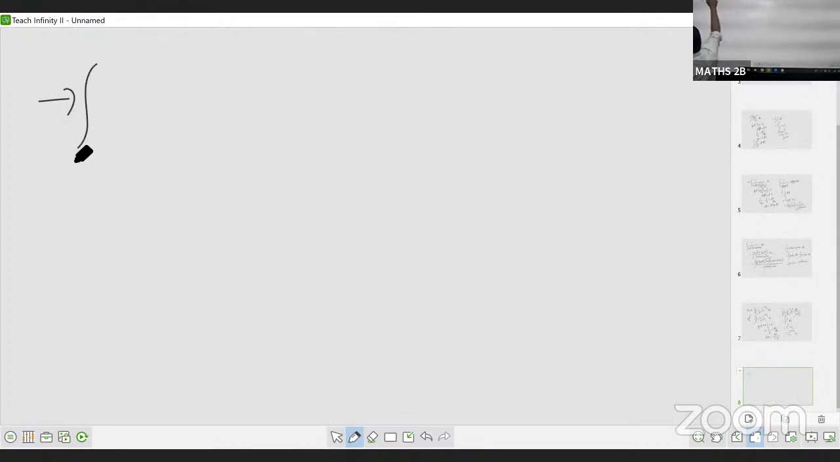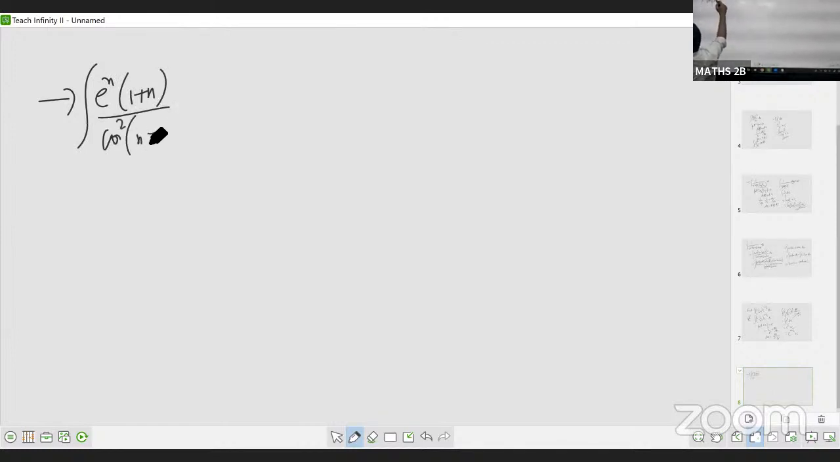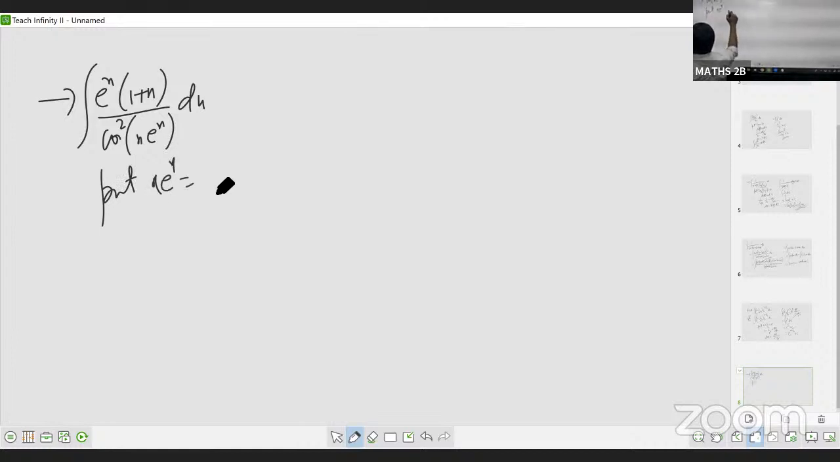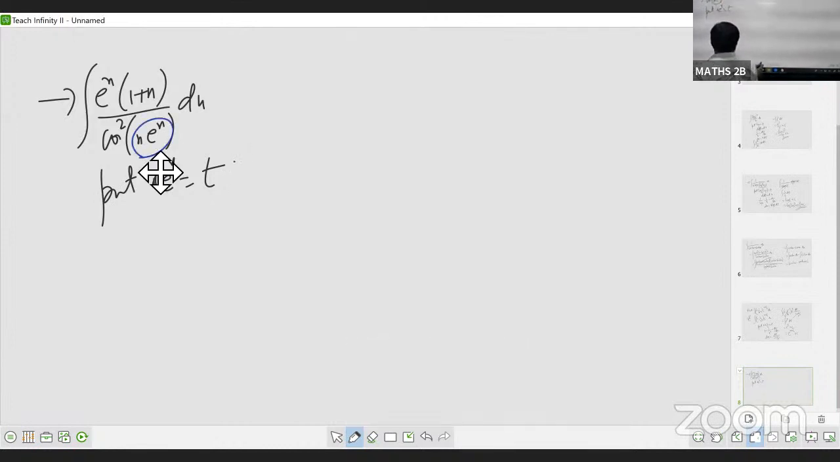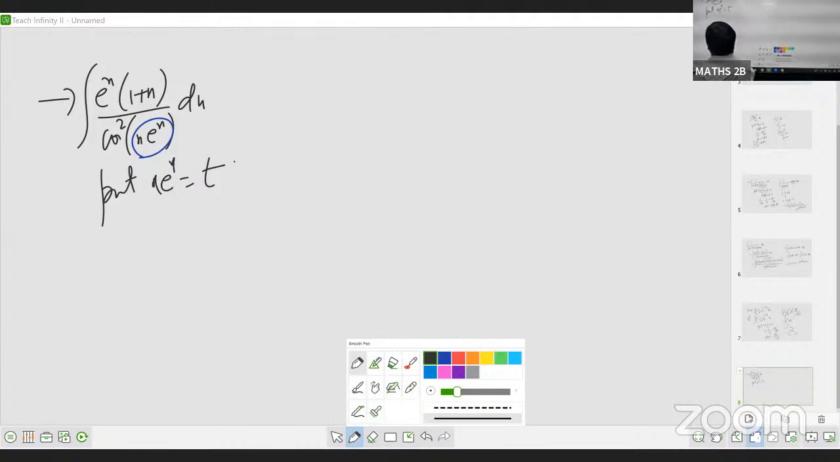Now integration of e power x into 1 plus x by cos square of x e power x dx. Now put x e power x equal to t. What is the t we should take? This is what you are considering t as. Is it clear? Importance of substitution. Put x e power x equal to t.